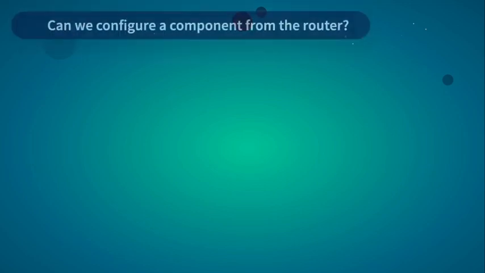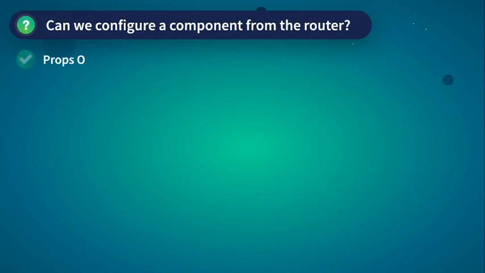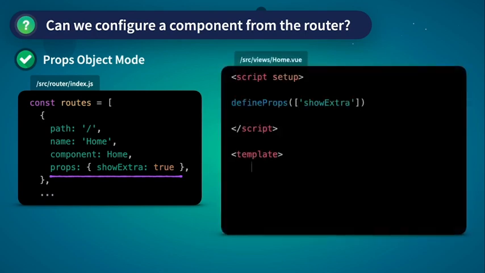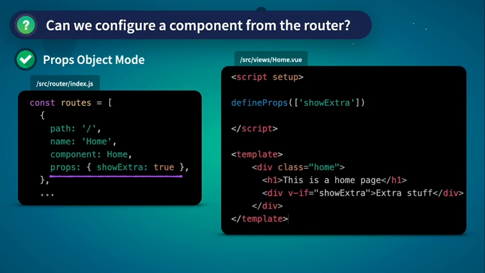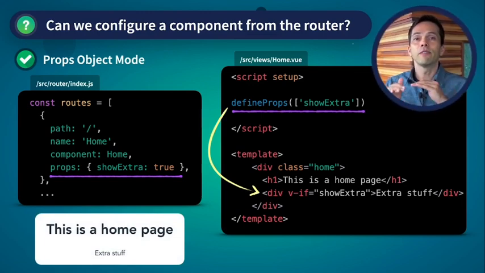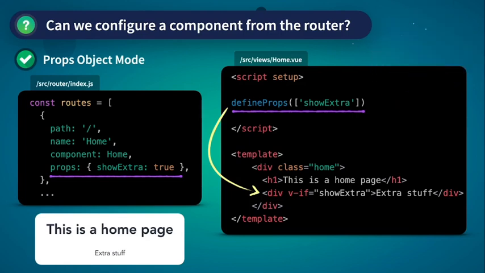Sometimes we want to be able to configure a component from our router file. To do this, we use something called props object mode. So here's a real simple example. Inside of our router file, we might specify props showExtra true. Then inside of our component, we have our template. And you'll see here we're accepting showExtra as a prop, and we can use it inside of our template. This would print out our homepage with some extra stuff. And if we wanted to, we could have different paths which map to this component and configure it from the router.